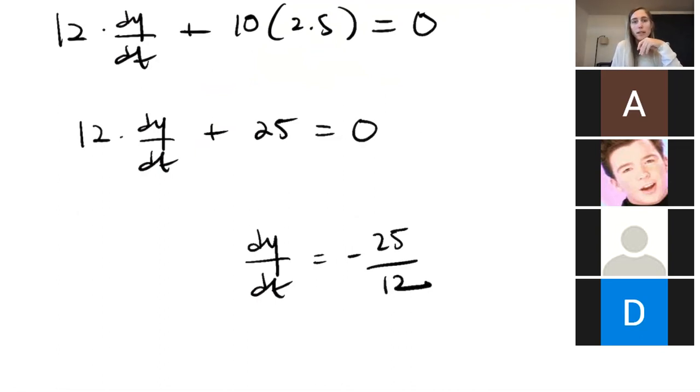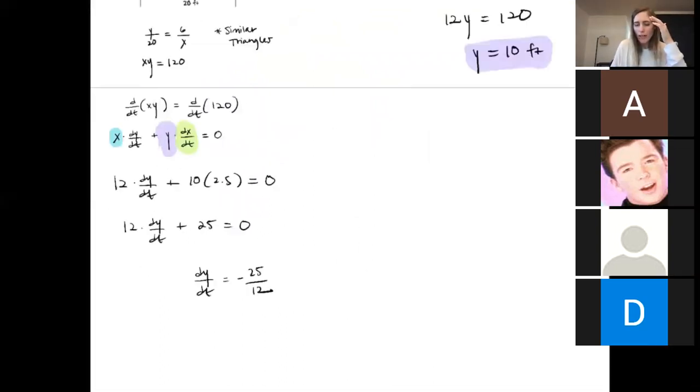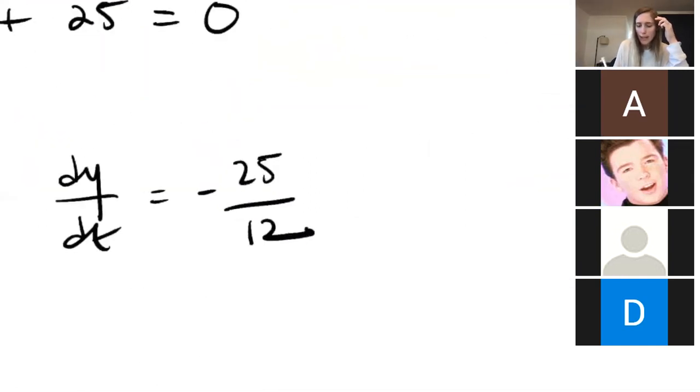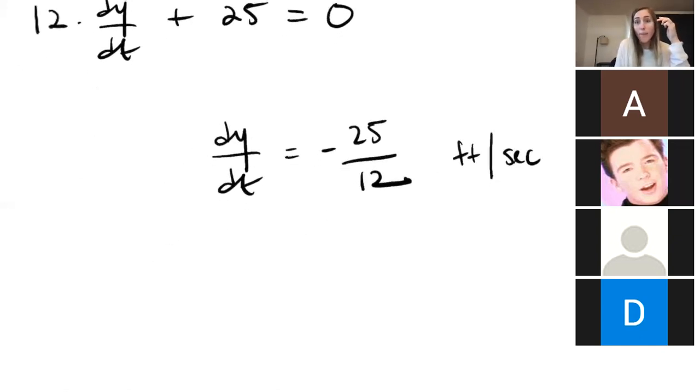And for units, since y is measured in feet, right? Feet is what we're measuring distance in for this problem. And time is being measured in seconds, I believe. Yes. The units on dy over dt will be feet per second. And because we got a negative rate, that tells us that as time is passing, y is going to be decreasing.